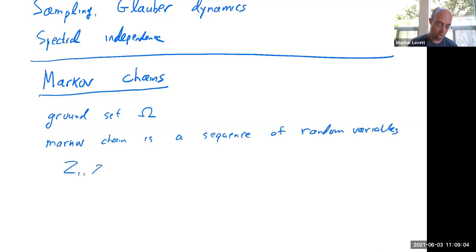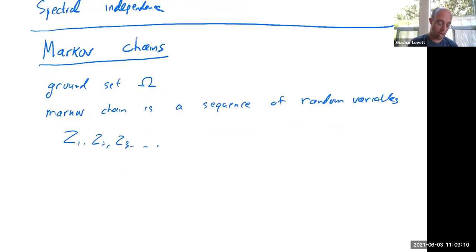Z1, Z2, Z3, and so on, which are dependent, but crucially, the distribution of Zi depends only on the last step. So if you know what happened in the last step, then there's some randomness involved in determining the next element in the sequence, but that's it. You don't need to know anything before the last element to determine that.